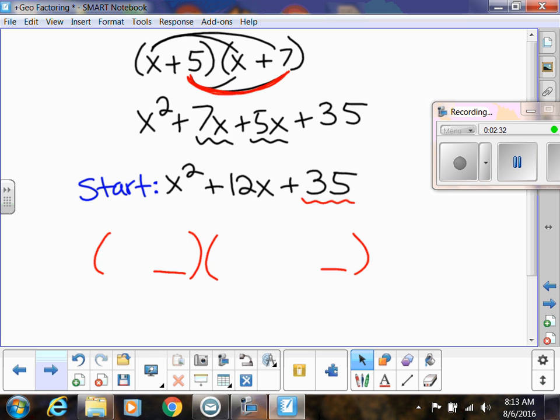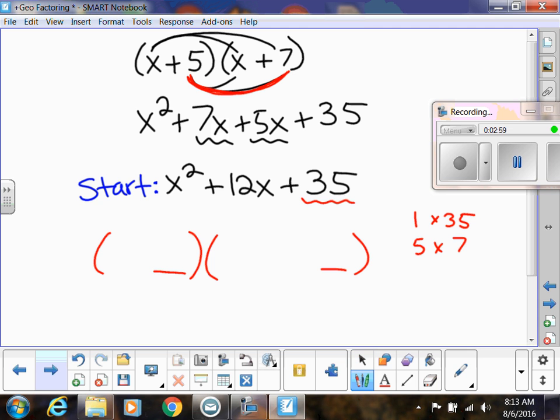Okay, so that's one thing. So I'm thinking about what combinations I could have to multiply to give me 35. Well, I could have 1 times 35. 2 doesn't go into it, 3 does not go into it, 4 does not, 5 does. Okay, so 35 is a nice number because it only has 2 sets of factors.